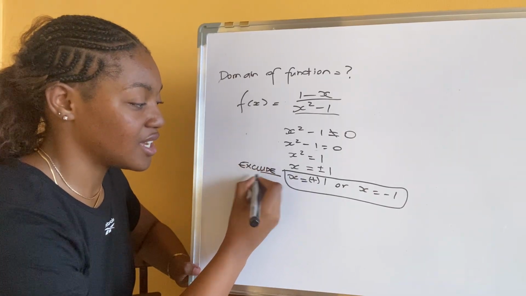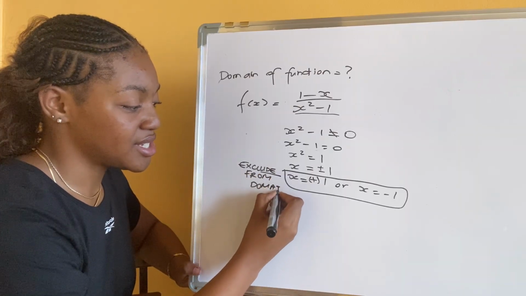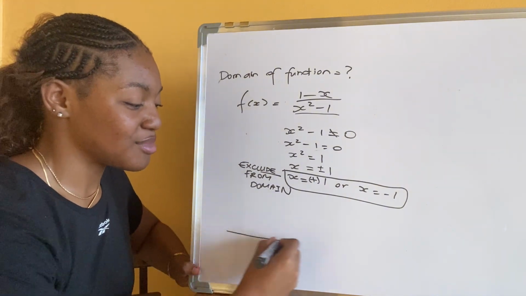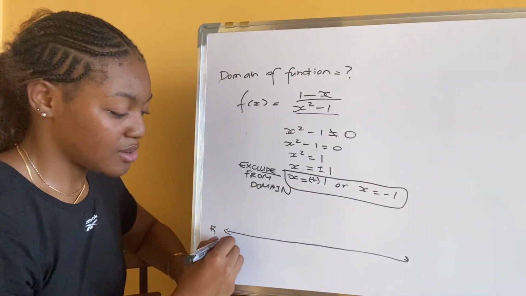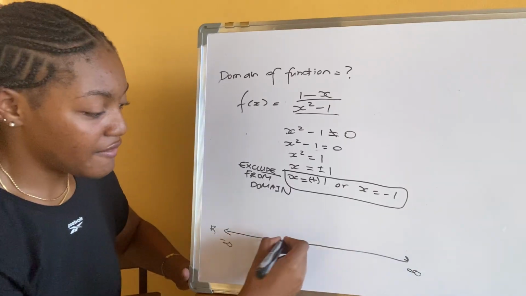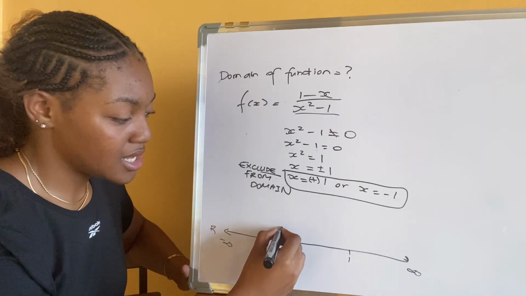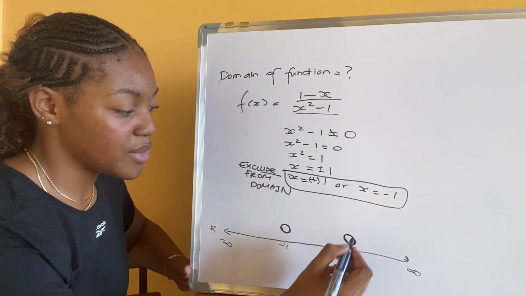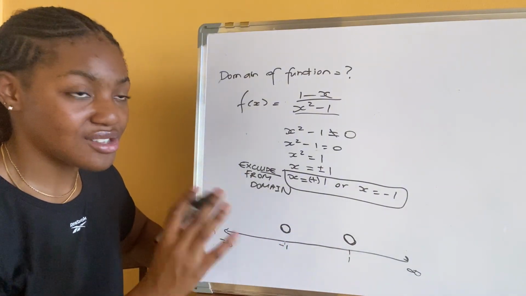Let's just make a note of that. Exclude from domain. So considering this, let's draw a little number line. We have the number line, this is the number line of real numbers. So of course we're gonna have negative infinity and positive infinity, and negative 1 and 1. And all we're seeing is that for the domain, we're excluding these numbers, so we have the open circle there to show that it's not included.